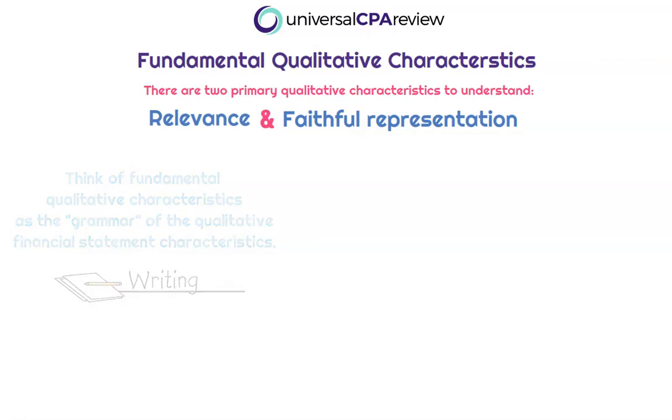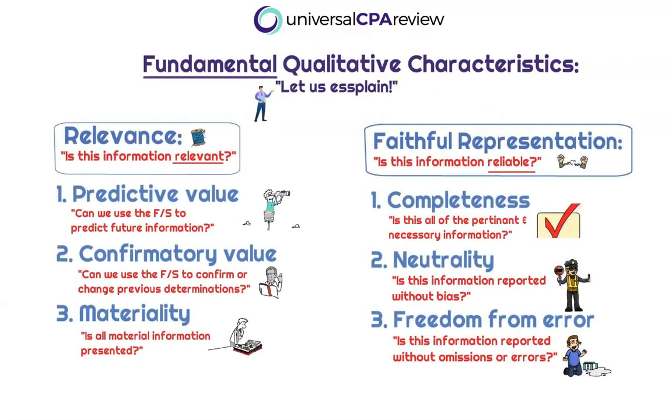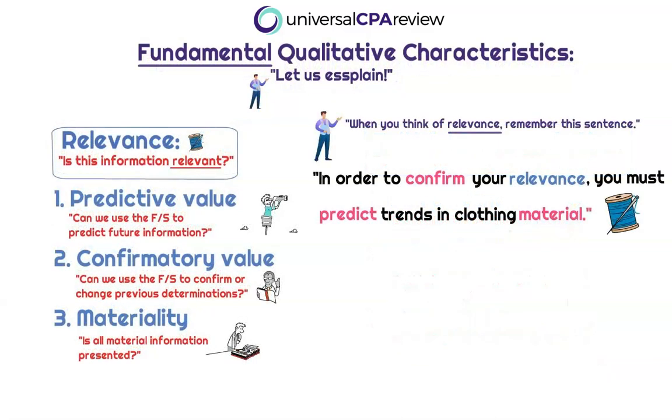As we said, there are two fundamental qualitative characteristics. The two primary fundamental qualitative characteristics consist of relevance and faithful representation. We got to ask ourselves, is the information being presented relevant? Is it reliable? Reliable is more or less synonymous with faithful representation for this purpose. So when you think about the fundamental qualitative characteristics, let's remember a couple of sentences to engrave this in your brain. When you think about relevance, you're going to remember the sentence, in order to confirm your relevance, you must predict trends in clothing material.